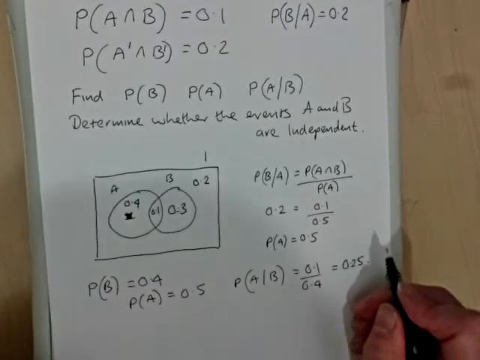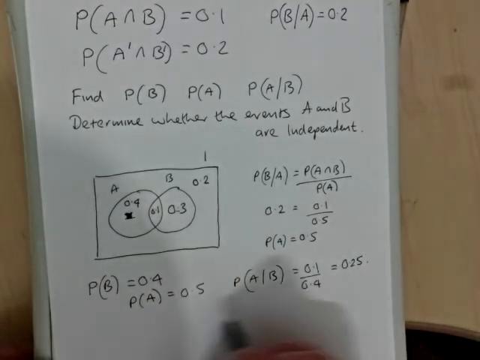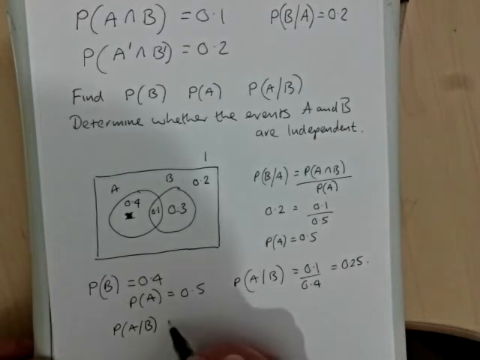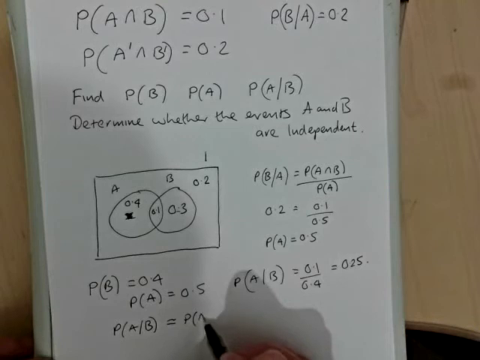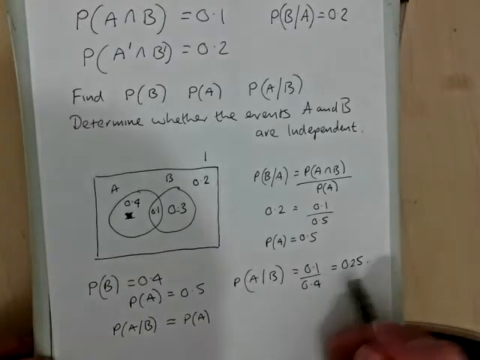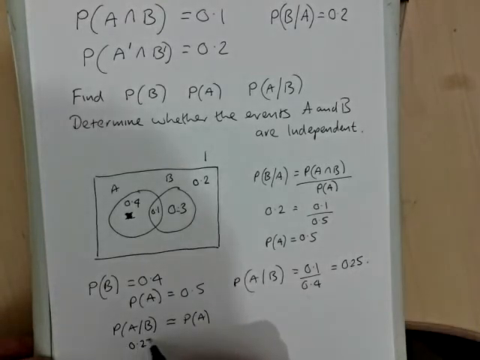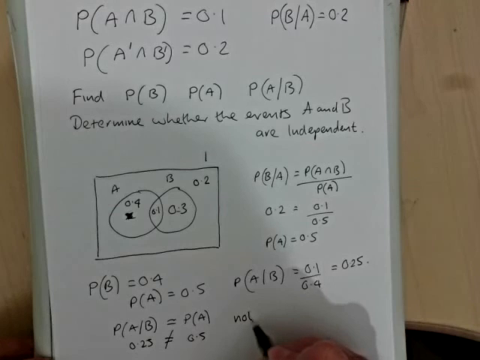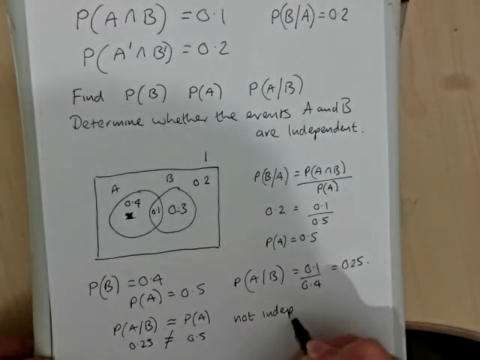Now to see whether the two events are independent, we have to compare the probability of A given B. We're saying, is it equal to the probability of A? The probability of A given B is 0.25. The probability of A was 0.5. They're not equal, so our two events are not independent.